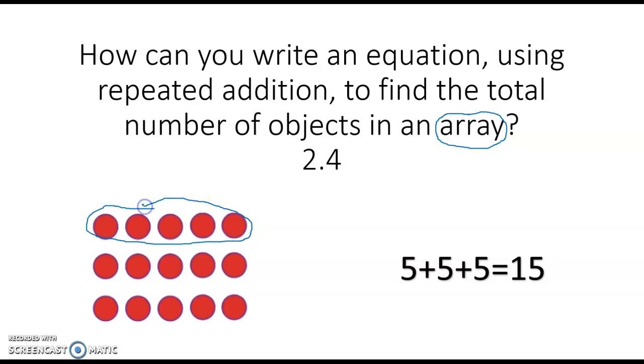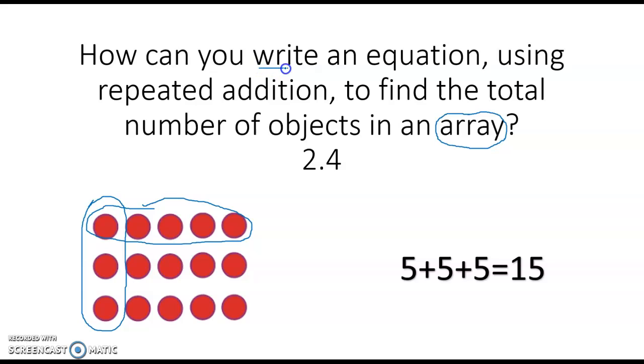And they also have equal numbers in their columns. They're up and down lines. So if we were to take one away, it would no longer be an array because they would not be equal rows and columns. So you're going to practice writing equations again today.